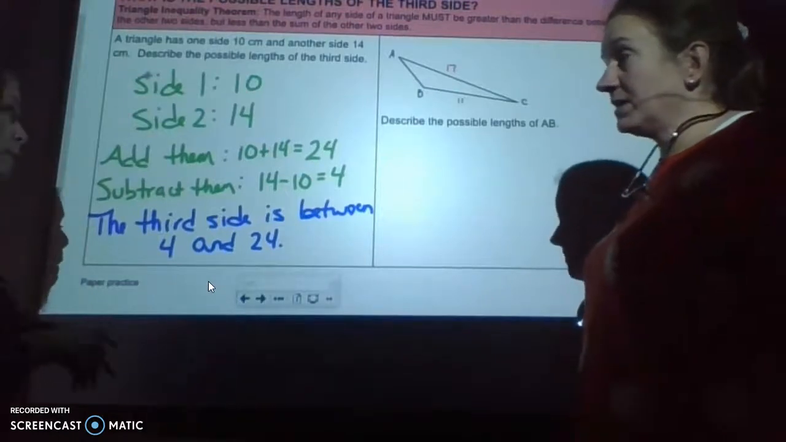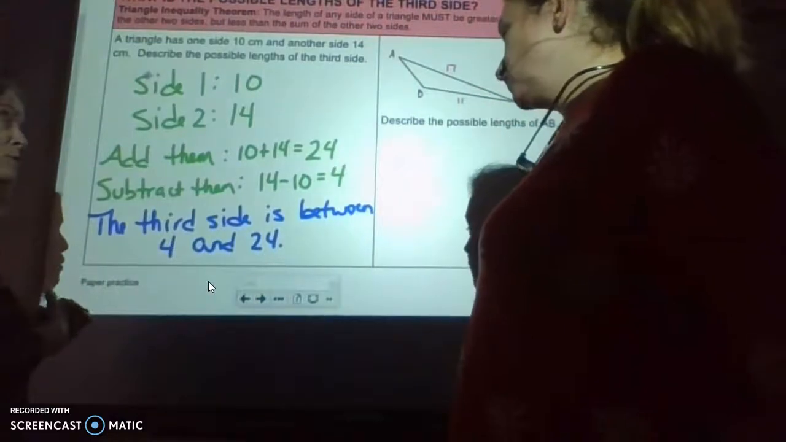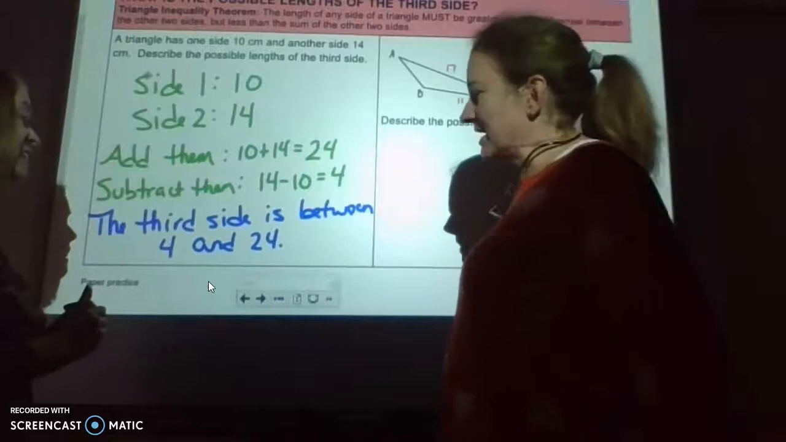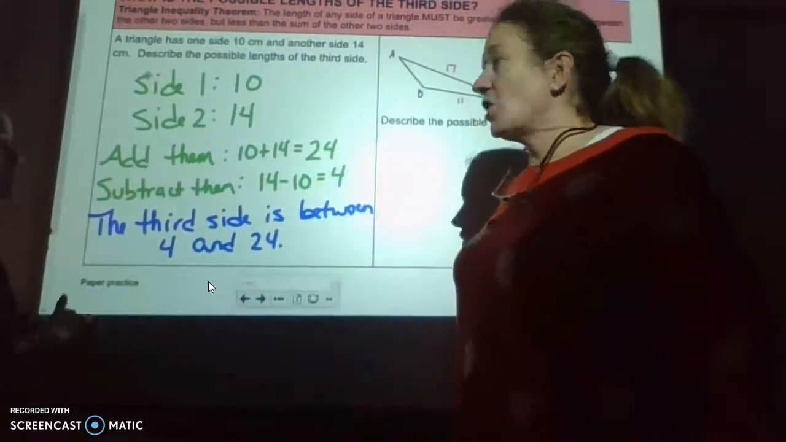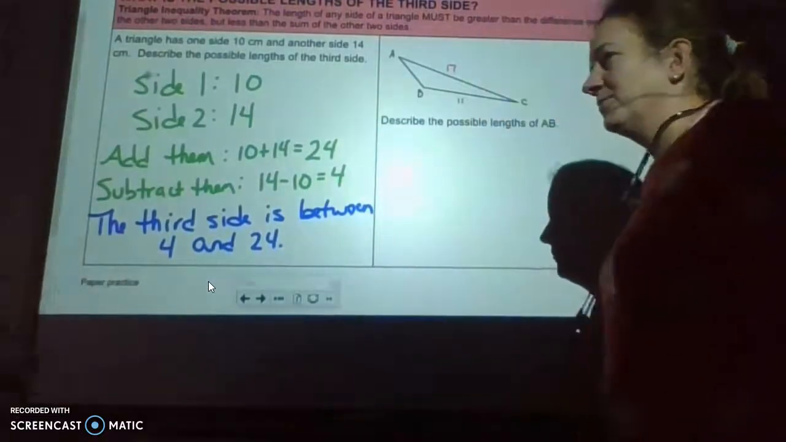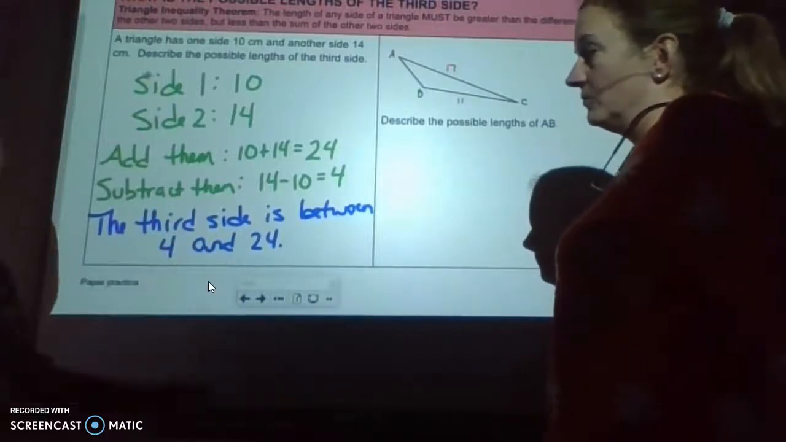Could the third side be 5? Yes, because it is a number between 4 and 24. Could it be 27? No, because it is too big. It's not between the 2 numbers. It's greater than 24. Could it be 4? No, absolutely not, because it would be equal to 4. It has to be in between. So 5 up to 23 are good.